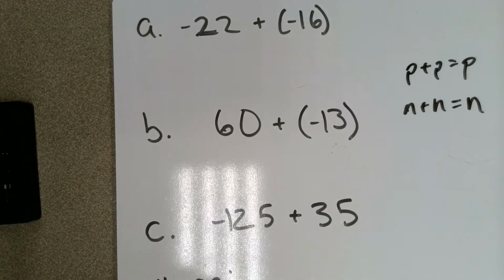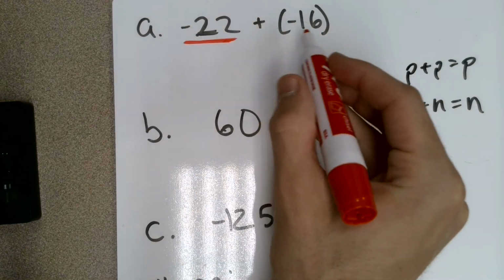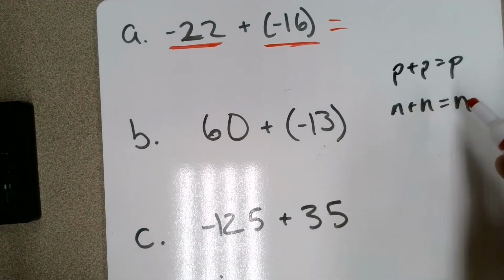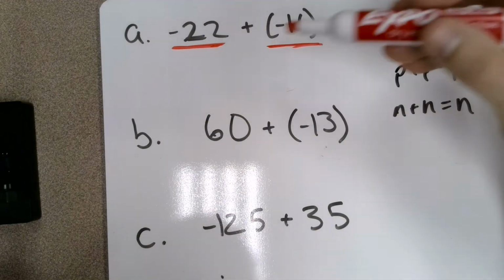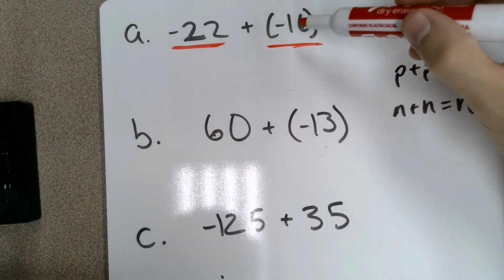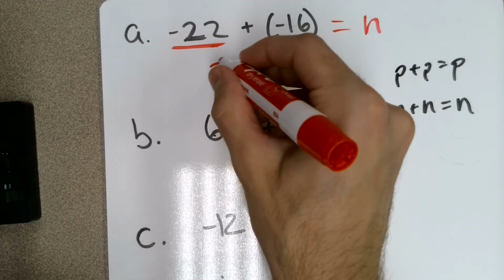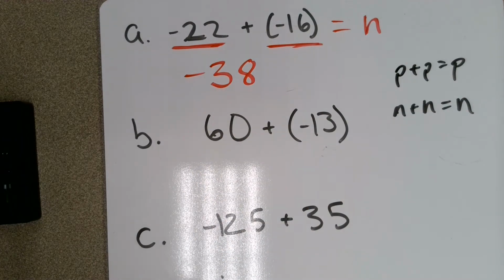All right, so this first one, are we looking at same sign or not? Well, let's figure it out. We've got a negative plus a negative. Those are same signs, so I know the answer will be negative. Okay, easy enough. Then all I have to do is add these two numbers up. Negative 22 plus 16. I know 22 plus 16 is going to be 38. And I know that this has to be a negative, so it has to be negative 38.